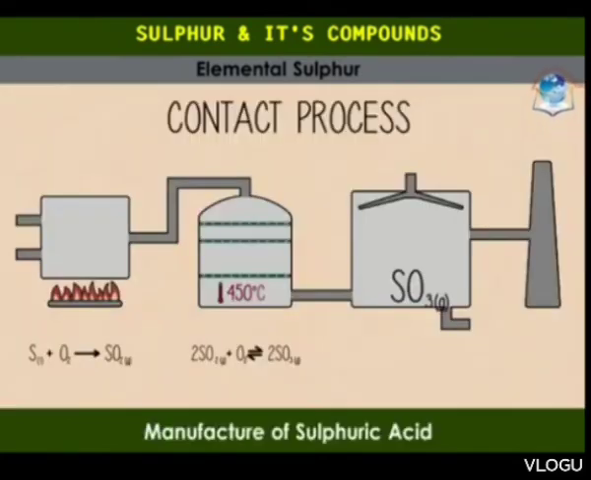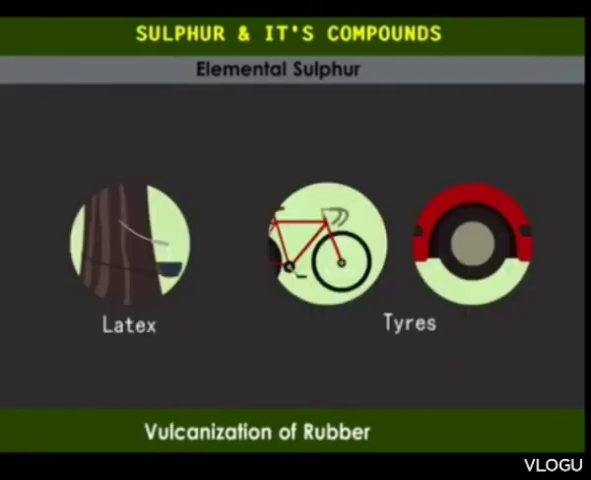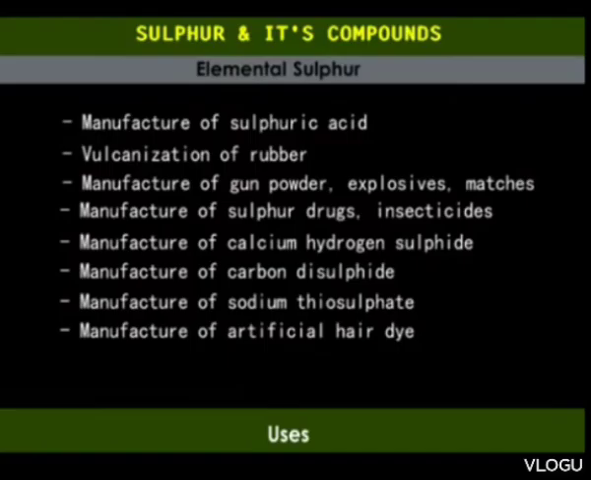Sulfur is used in the manufacture of sulfuric acid, which has a large variety of industrial uses. Vulcanization of rubber, that is hardening of rubber to a tough substance that can be used to make tires. Manufacture of gunpowder, explosives, matches and fireworks. Manufacture of sulfur drugs, insecticides and fungicides.